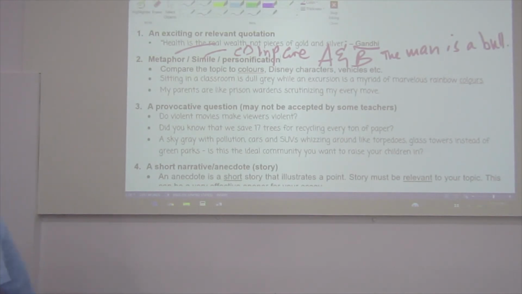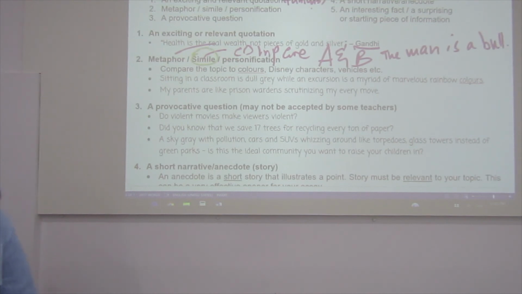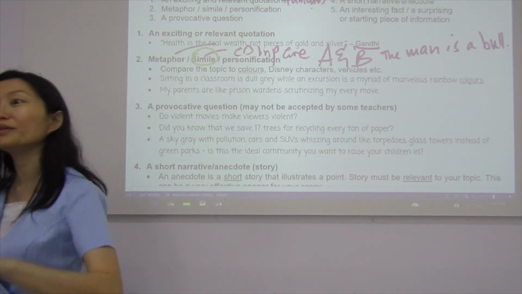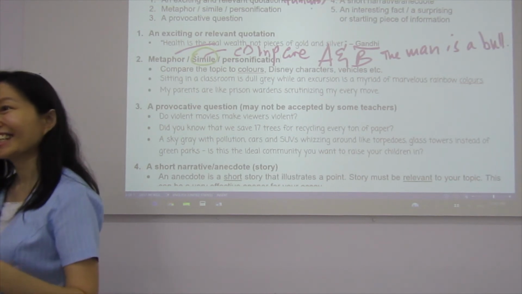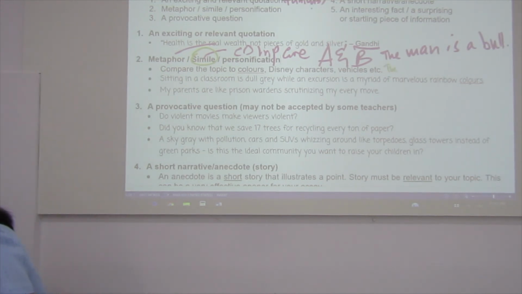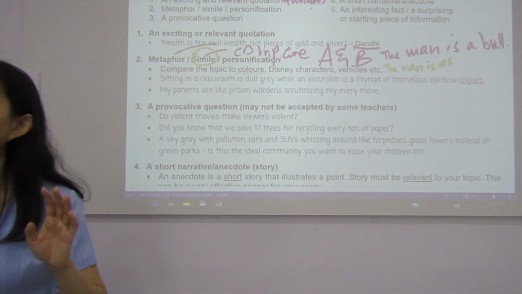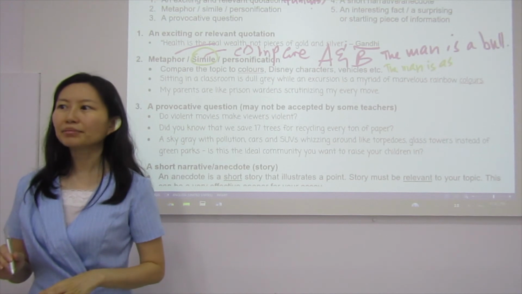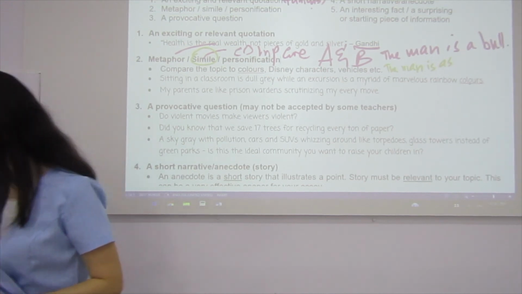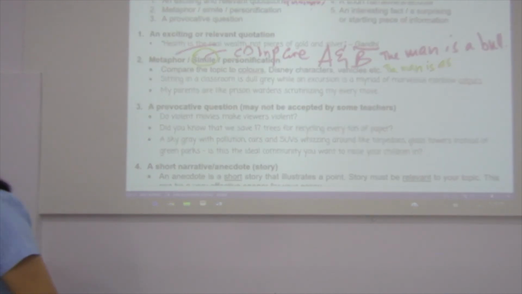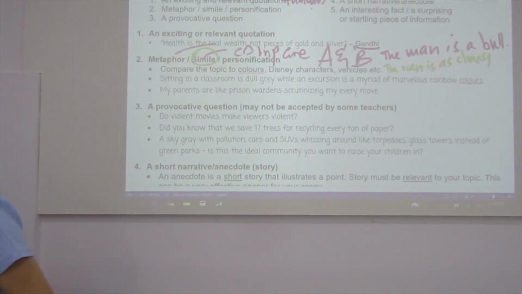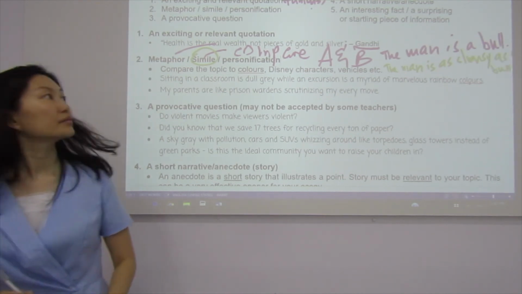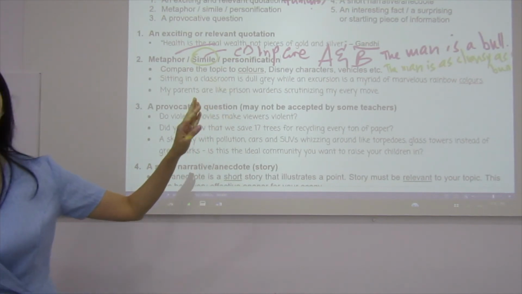Now, what about if I want to change it to a simile? The metaphor can also be changed into a simile. The man is as great as a bull. Good. The man is as what? Red, the color red. Something like that. Perhaps sometimes they may be using words like clumsy. Sometimes bulls are seen as clumsy. As clumsy as a bull. This is a simile. The man is as clumsy as a bull.